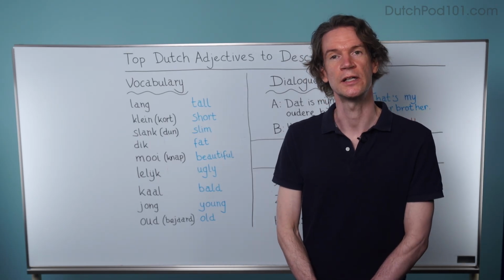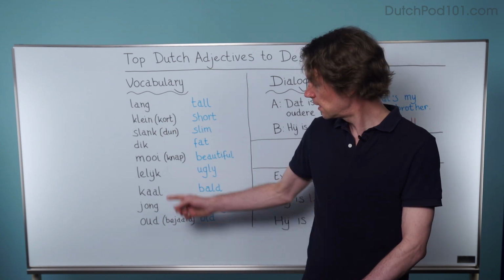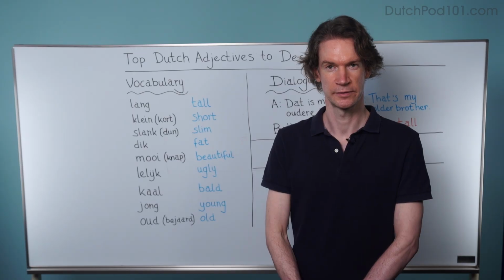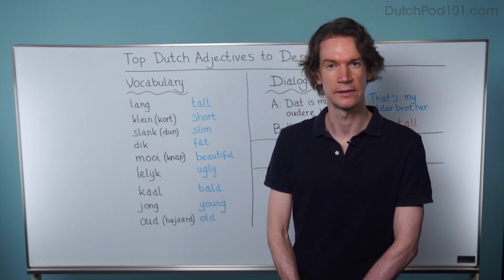Its opposite, ugly, in Dutch is lelijk. Lelijk.